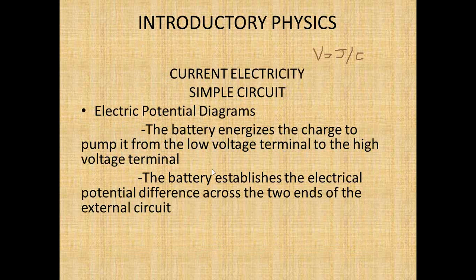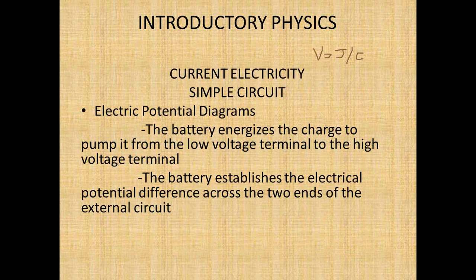The battery establishes the electrical potential difference across the two ends of the external circuit. You need some energy source to establish that electrical potential difference. You need something to do that. And when you get a power supply at your house, that's all the company is doing. They're doing nothing more. They're providing that electrical potential difference, because you're going to provide the wires and all that sort of stuff in your house. They don't do that. They're just going to give you the energy. They give you electrical potential difference.